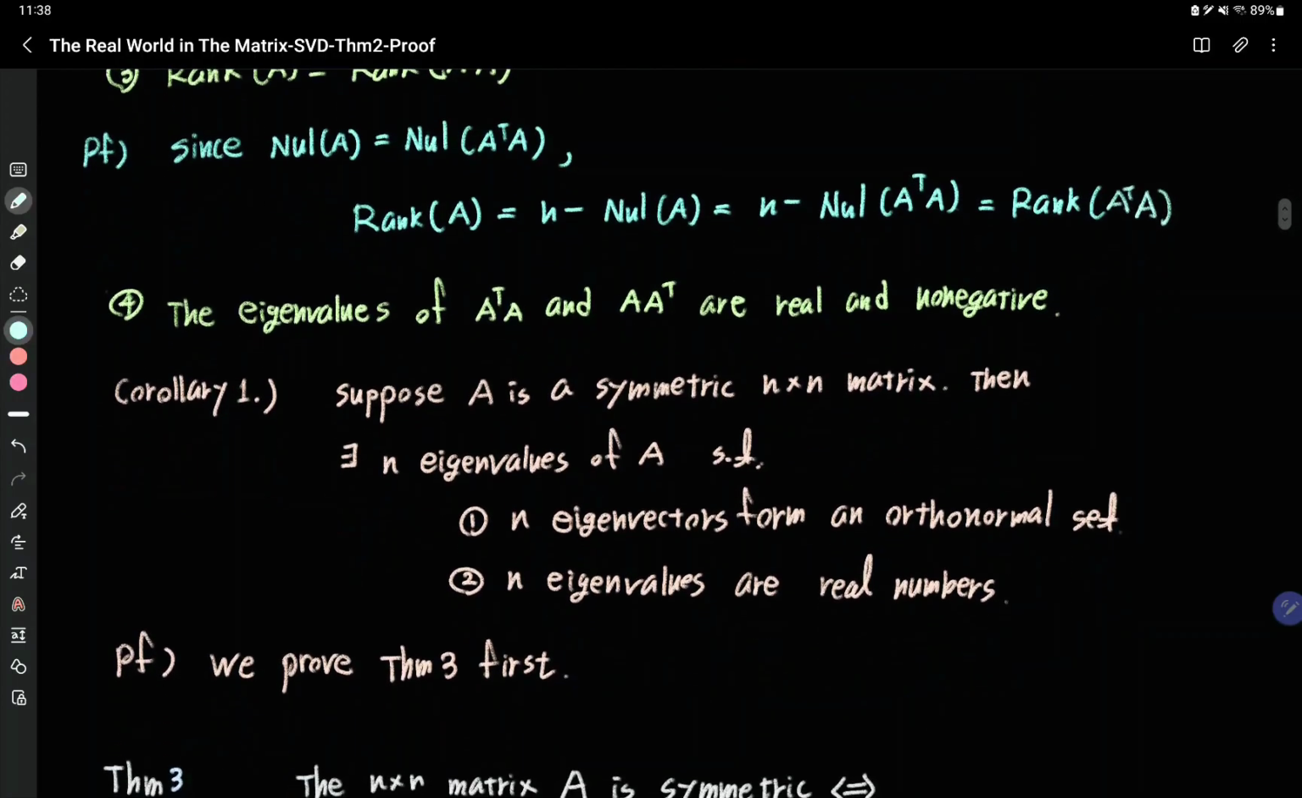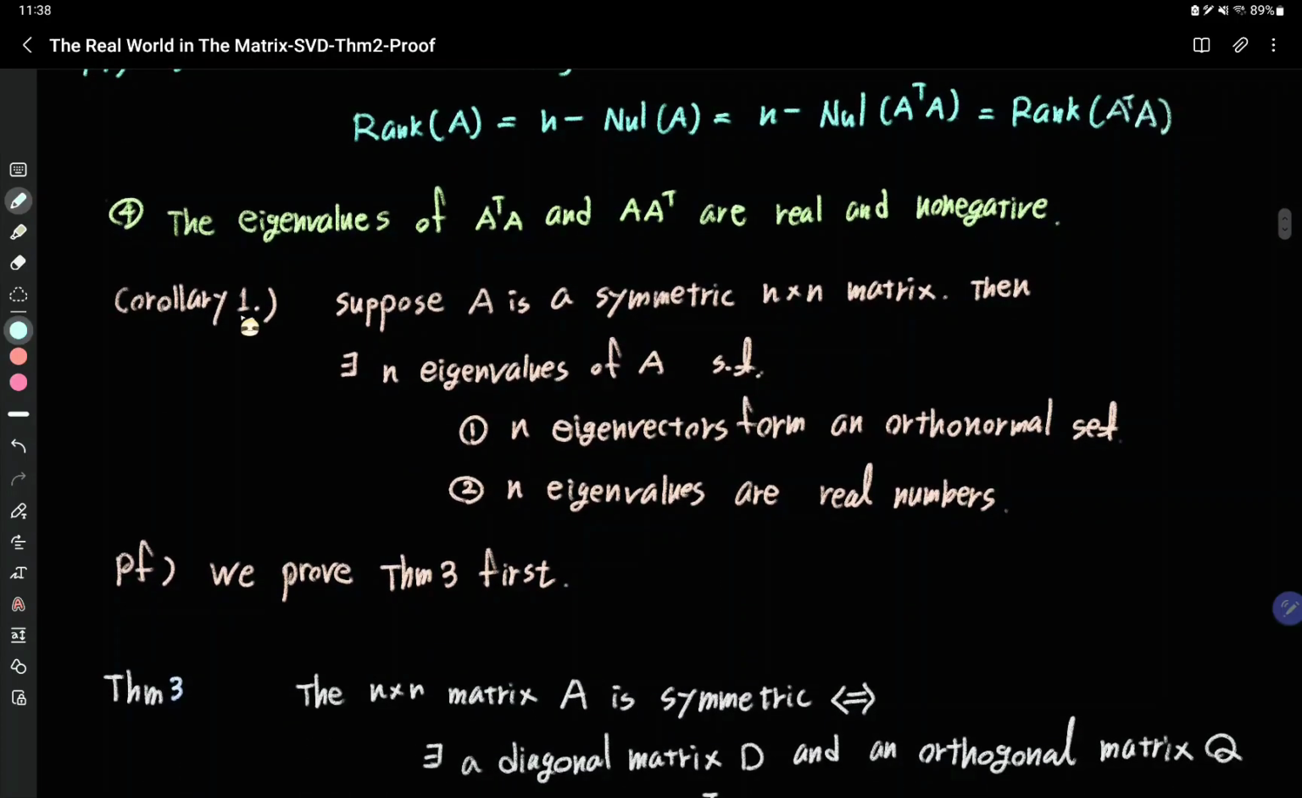The eigenvalues of A transpose A and A times A transpose are real and non-negative. To prove this, we need to prove corollary 1, and to prove that, we need to prove theorem 3. That's the main part of this video. Okay, just take a look at it.